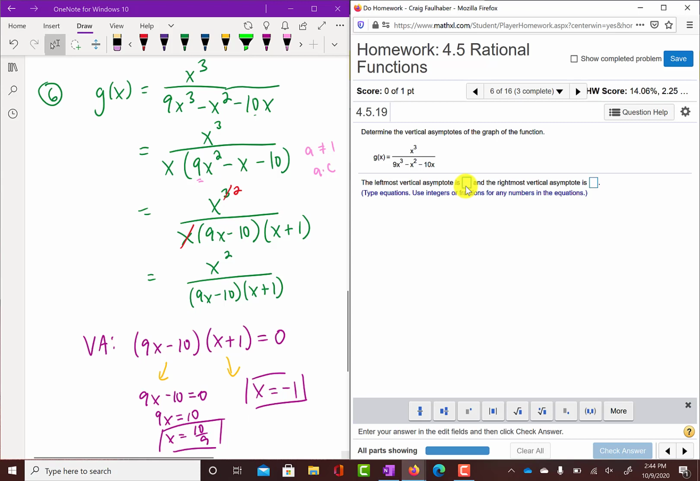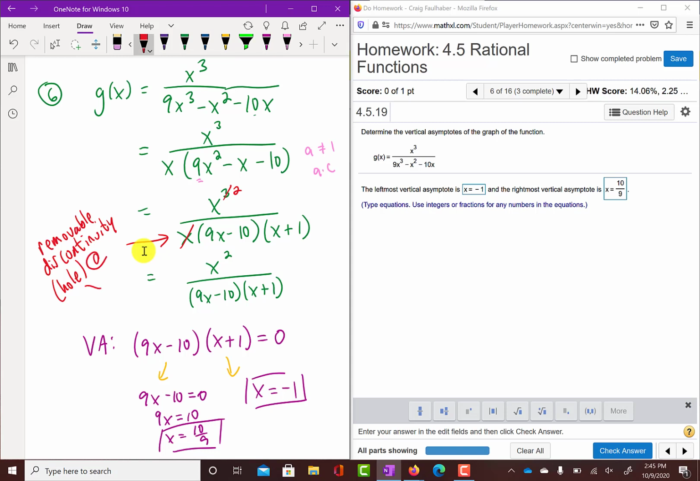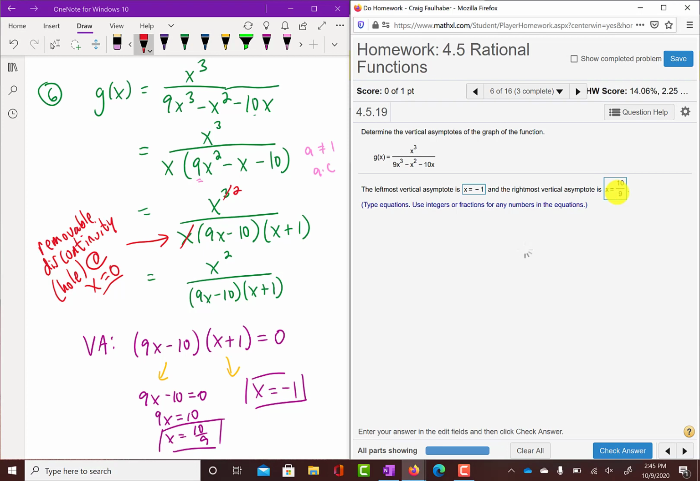So our leftmost vertical asymptote is going to be x equals -1. It's the furthest left on the number line. Our rightmost vertical asymptote is going to be x equals 10/9. And we canceled this x from the denominator here, so it's not going to give us a vertical asymptote. We're going to talk about this at some point, hopefully in this homework. But this cancellation of x in the denominator gives us what we call a removable discontinuity. That basically just leaves a hole in our graph, and that hole happens in this case at x equals 0. Okay, but I think that we answered the question.